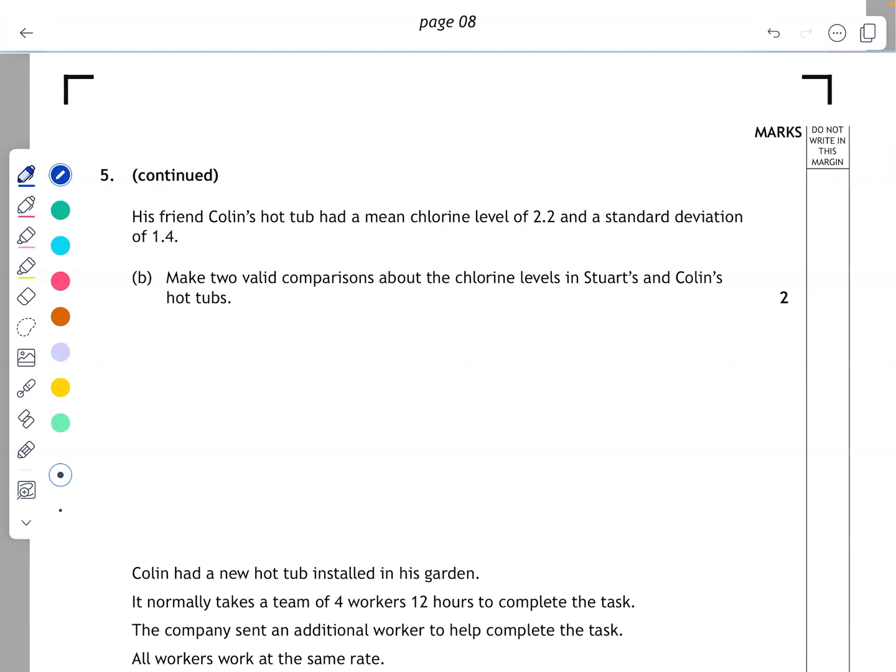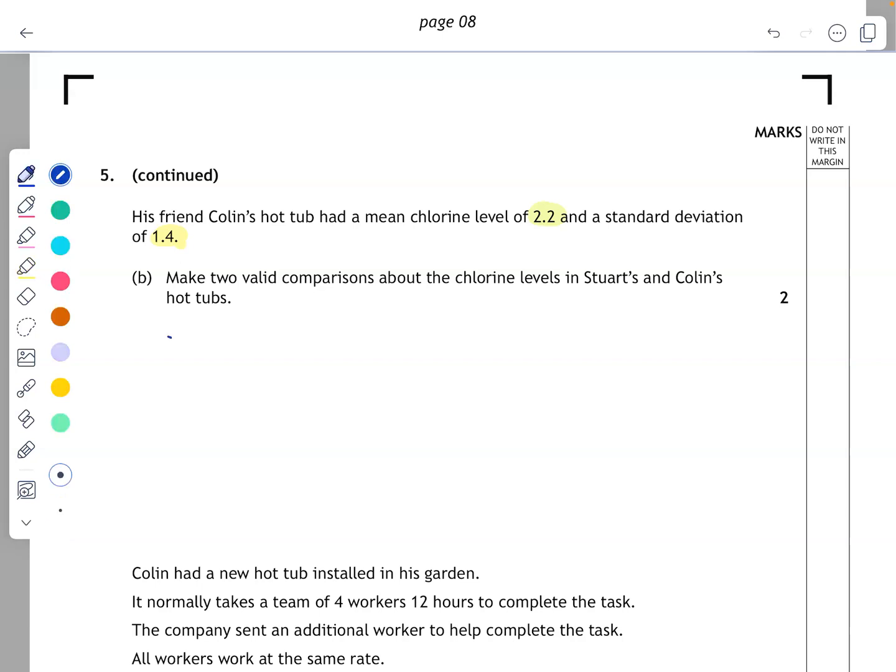So his friend Colin's hot tub had a mean chlorine of 2.2 and a standard deviation of 1.4. So make 2 valid comparisons about the chlorine levels in Stuart and Colin's hot tub. So I'm just going to write this up.